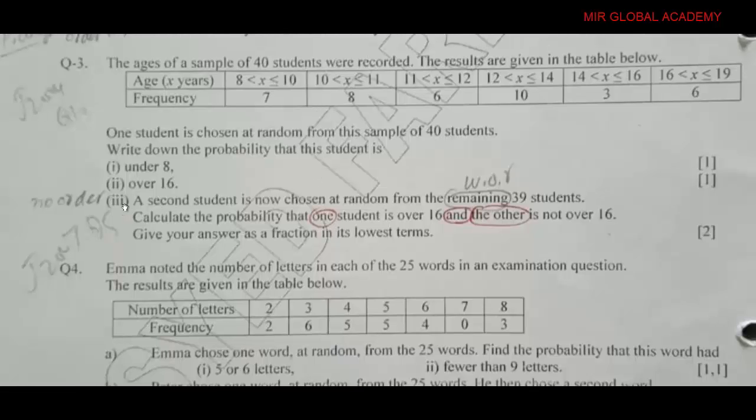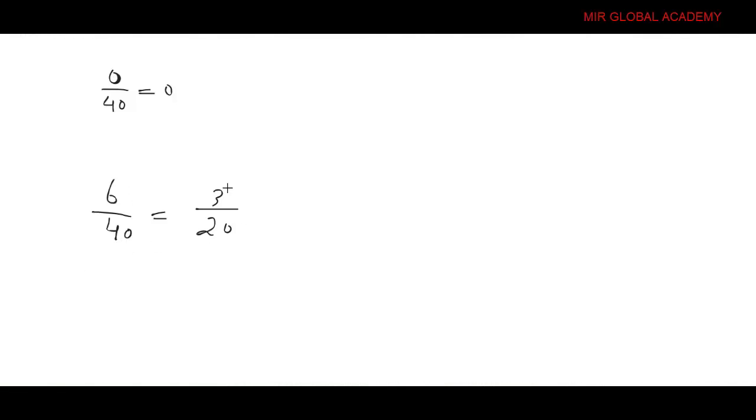Find the probability that this student is over 16. You can see here the students whose age is more than 16 and up to 19 are 6 out of 40. So it is 6 over 40. After simplification, it is 3 over 20.